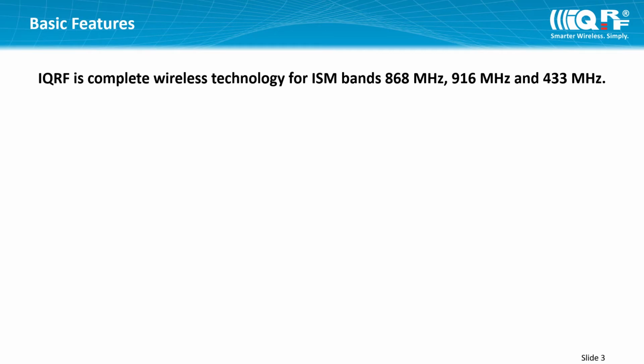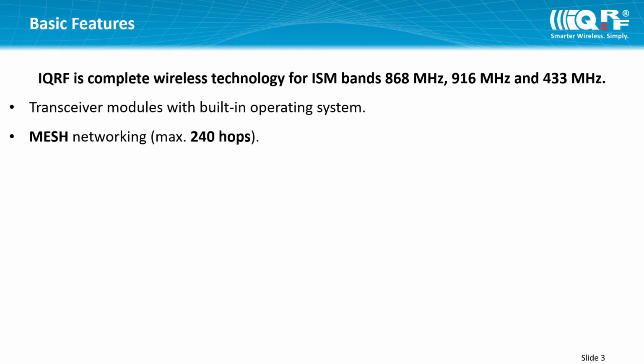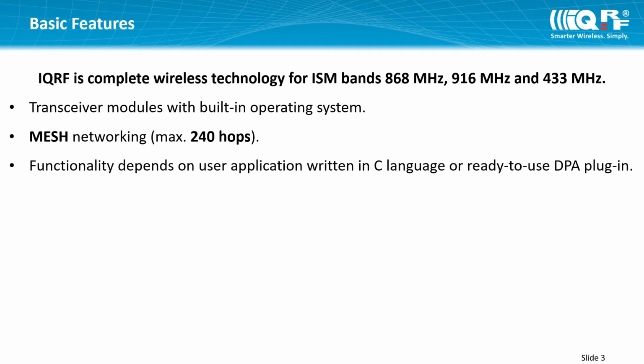IQRF is a wireless platform working in the ISM bands 868, 916 and 433 MHz. It is focused on low-speed, low-power, low-data-volume, packet-oriented communication. The basic part of this technology is a transceiver module, shortly TR module, with a built-in operating system. The main advantage of IQRF is the support of mesh networks up to 240 hops for one packet. The final functionality of the TR module depends on the uploaded user application.